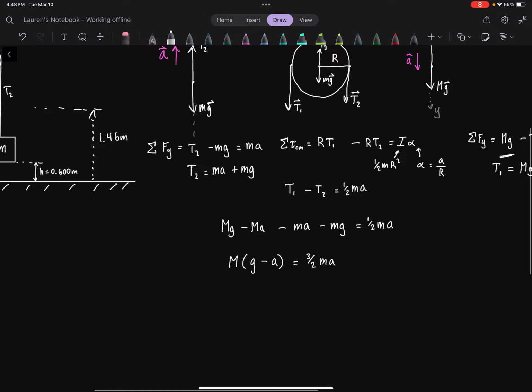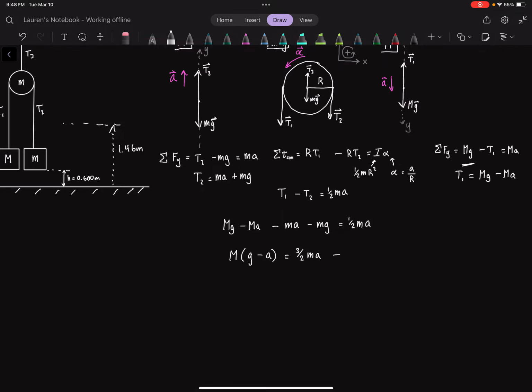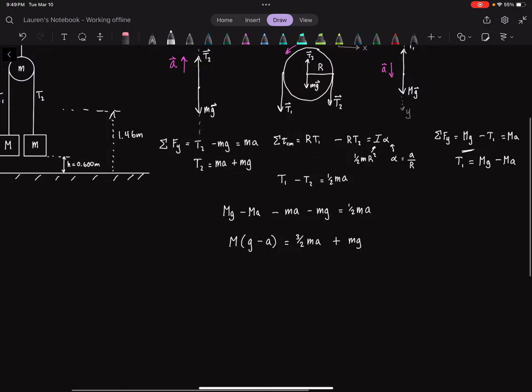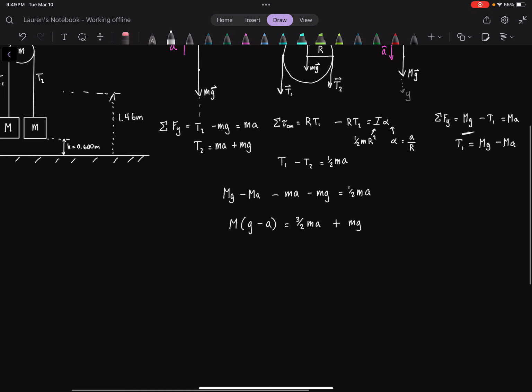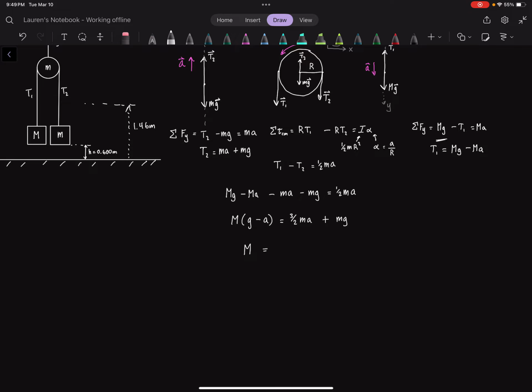3/2 MA minus, nope, send it over the other side, it becomes plus MG. Okay, so big M then is equal to, let's see, we can pull out an M, I guess. I don't know if that makes it any easier, but 3M over, no, we don't want to do that.